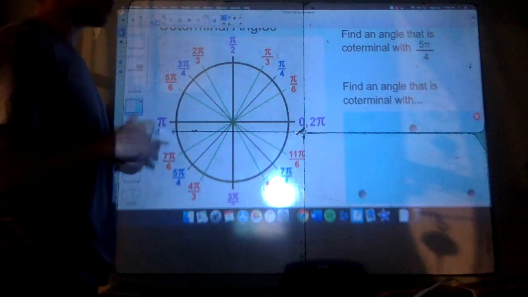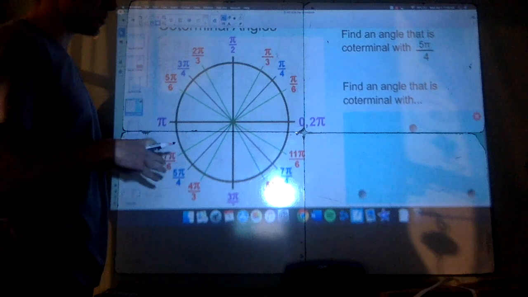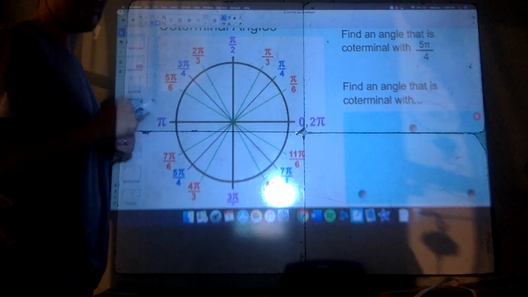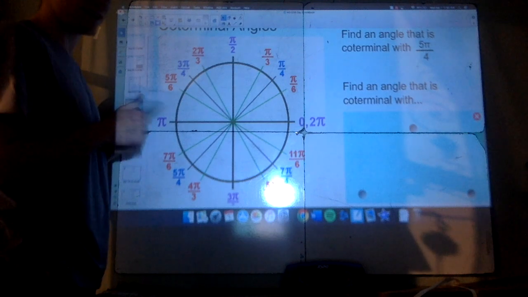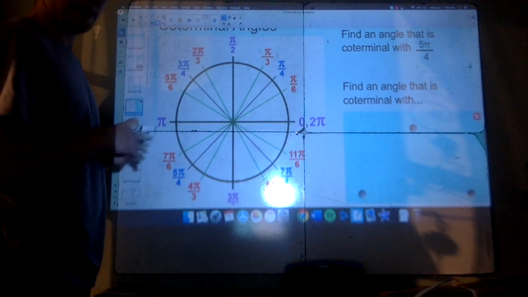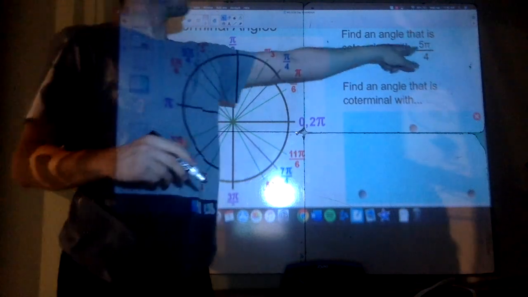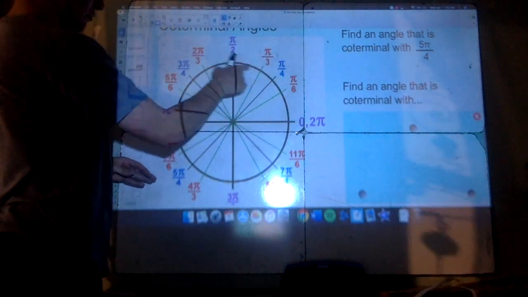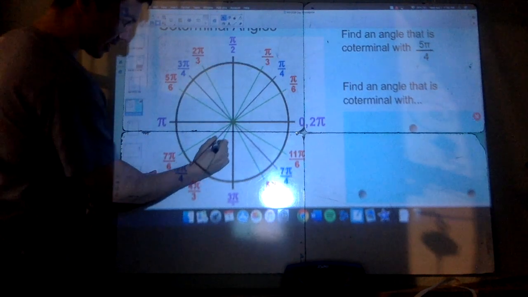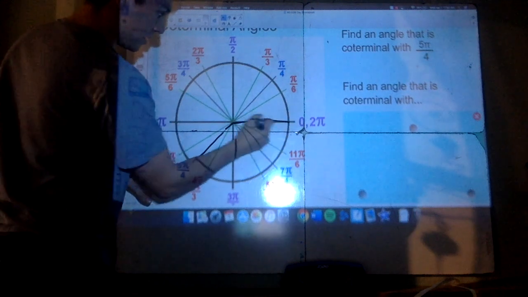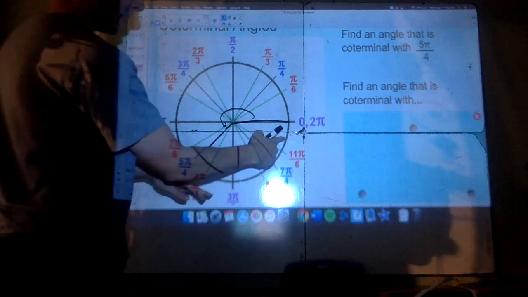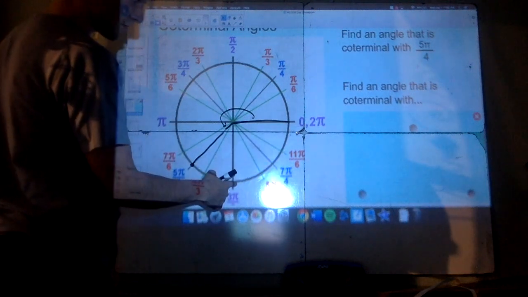We also have coterminal angles with radians. If you're not familiar with these radian measurements yet, you're going to need to memorize them, so it might be a good idea to study them a couple times throughout the day until they become really familiar. We need an angle that is coterminal with 5 pi over 4. If we go to 5 pi over 4, right here, this angle from the center, an angle that's coterminal is if we go backwards.